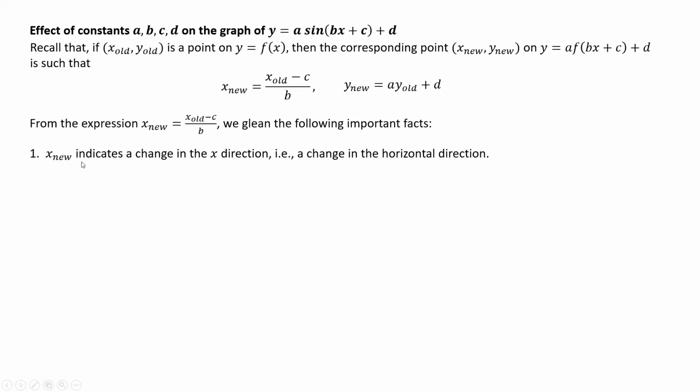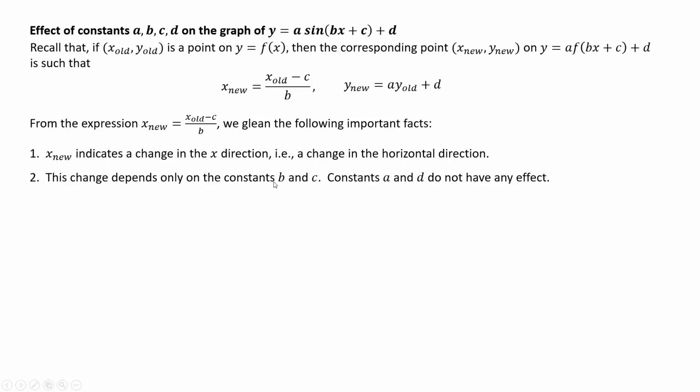One, x new is an indication of what changes have happened in the x direction. That means the x direction is the horizontal direction. So what was x old and now what is x new? x new says how much change has happened in the x direction. Now, this change depends only on the constants b and c. Is that true? How do I know that? The change in the horizontal direction is dependent only on b and c.